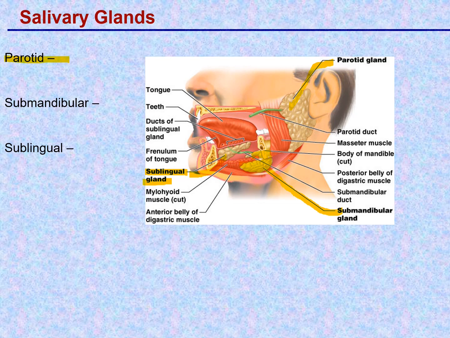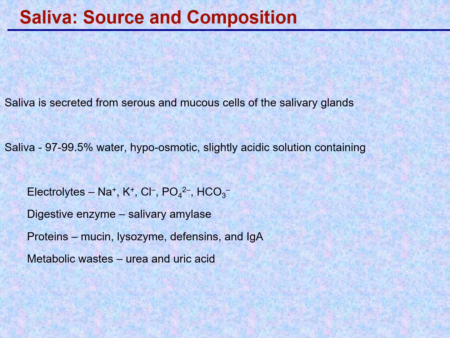Okay, so 3 pairs: parotid, submandibular, and sublingual, secreting fairly important fluid containing the enzyme salivary amylase. The secretion comes from both mucus cells in the salivary gland, which secrete mucus, and serous glands, which secrete the digestive enzyme and some proteins. So saliva itself is a slightly acidic solution, mostly water, of course.